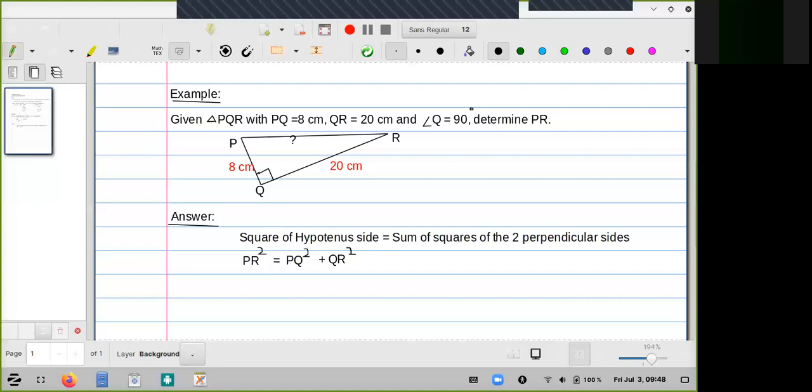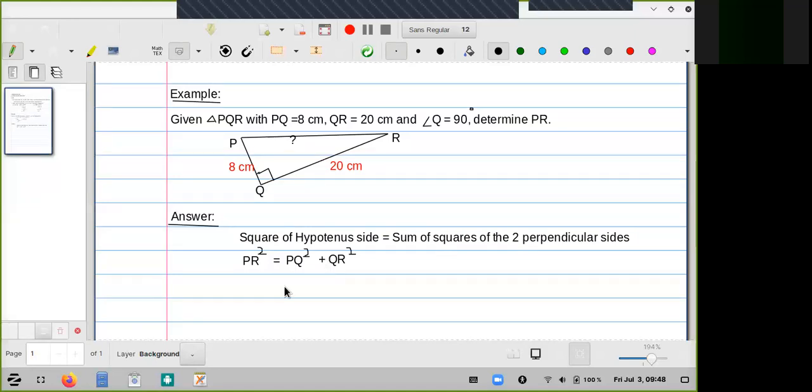Right? So definition of Pythagoras theorem says hypotenuse side is equal to the sum of squares of the two other sides. These two other sides are perpendicular, remember. So the two sides that are perpendicular to each other, that are right angle to each other, that are 90 degrees to each other, it's PQ and QR. So we added them here.